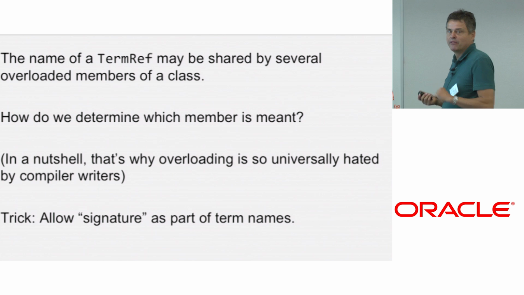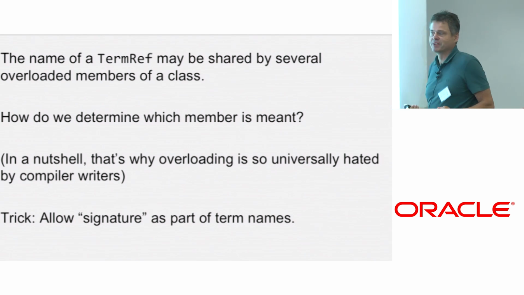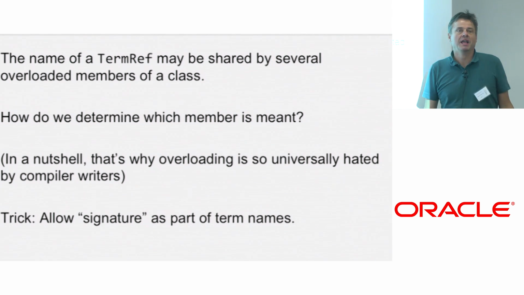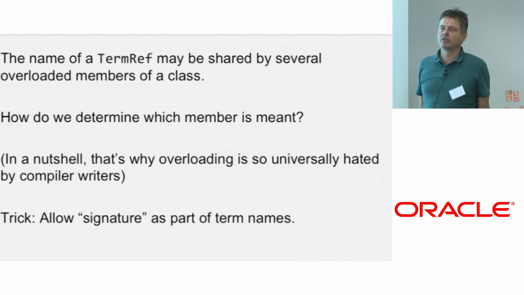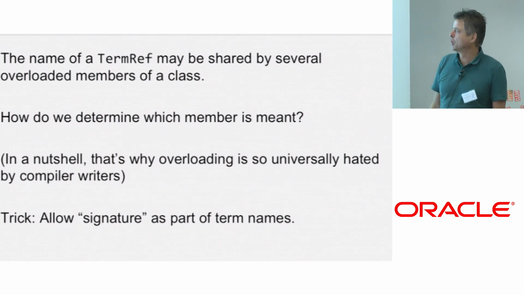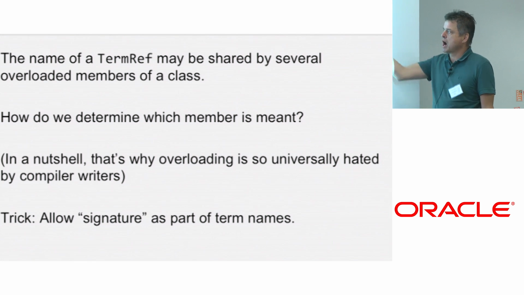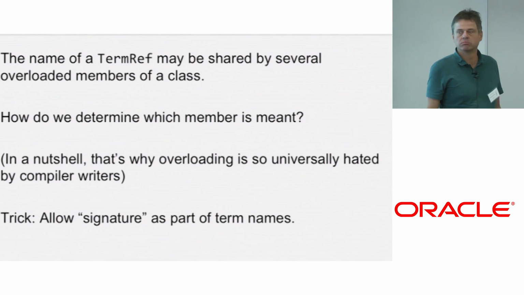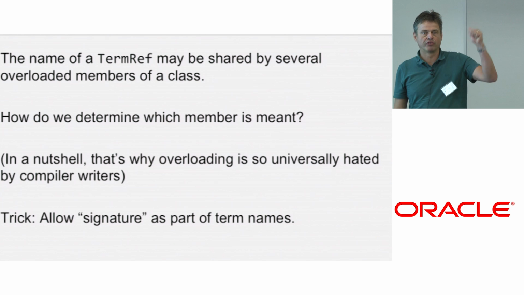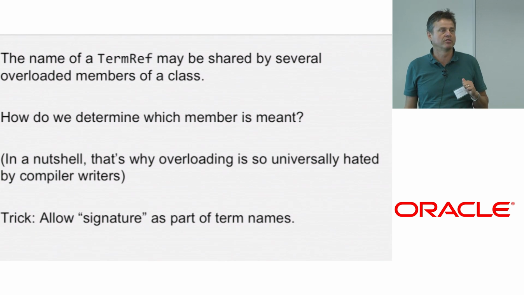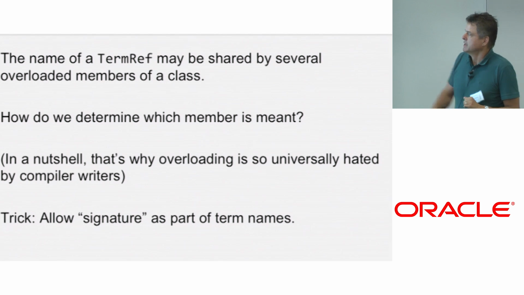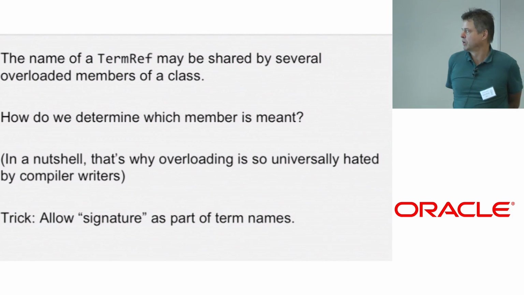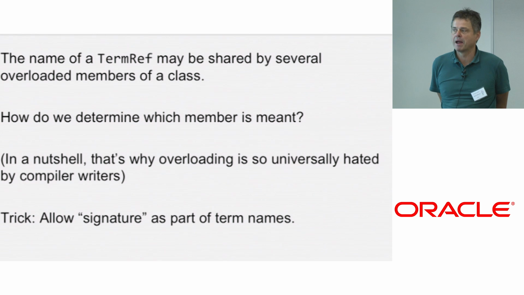Now, if you're a compiler writer, you will immediately come up with this question, what about overloads? So if you reference a term, like a method, then the name can be shared by several overloaded members of the class. So how do we determine which member is meant? If you have a symbol, that's easy. Each of these members will have a different symbol. We just point to the symbol. But I just said we don't want to have symbols. We have these references only. In a nutshell, that question is why overloading is so universally hated by compiler writers. That's really what makes things messy.